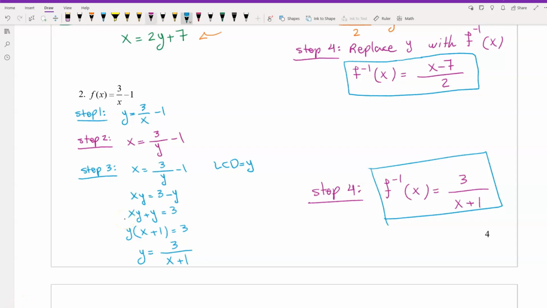And then add y to both sides. We have xy plus y equal to 3. And then here, factor out y. So we have y times (x plus 1) equal to 3. Solving for y, y is equal to 3 divided by (x plus 1). And then step 4, replace y with the inverse function. So here, f inverse is equal to 3 over x plus 1. And that is what we have for the inverse.